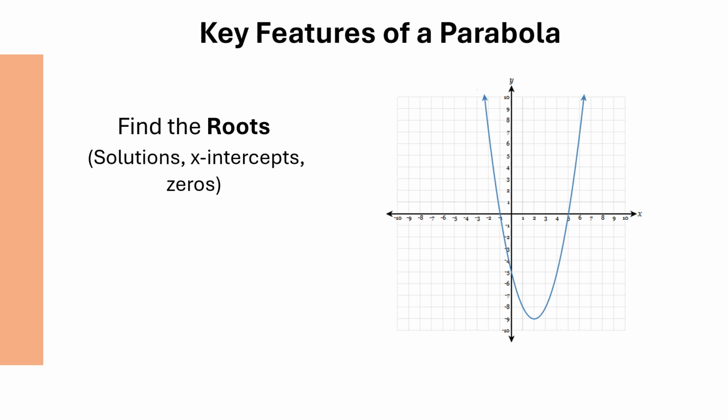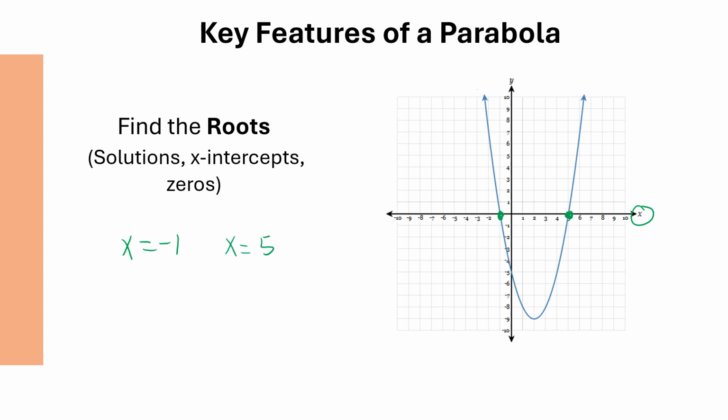In this video, we're going to find all the key features of a parabola that opens up. To find the roots of this parabola, which are also known as the solutions, the x-intercepts, or the zeros, that's where the graph crosses the x-axis. For our graph, it crosses at -1 and 5. Therefore, the solutions for this parabola are x equals -1 and x equals 5.